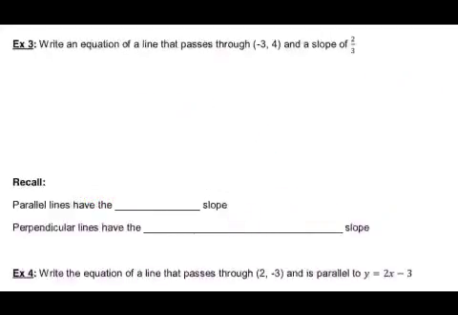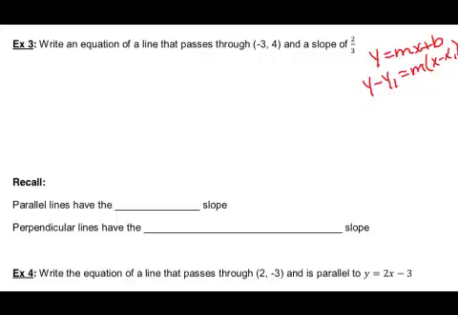Example 3 says to write an equation of a line that passes through the point (-3, 4) and has a slope of 2/3. In this case, they don't show us the graph, but they give us information that would be on a graph. We know that slope-intercept form is y = mx + b. We also know that point-slope form is y - y1 = m(x - x1).